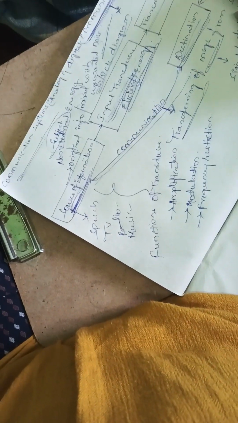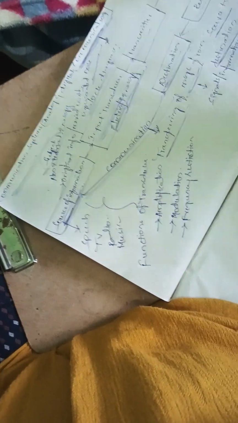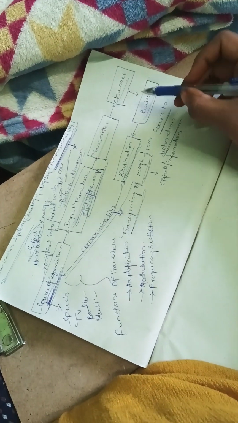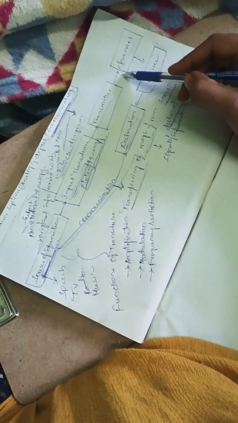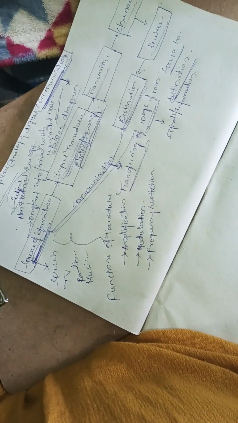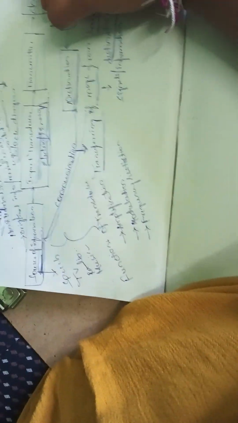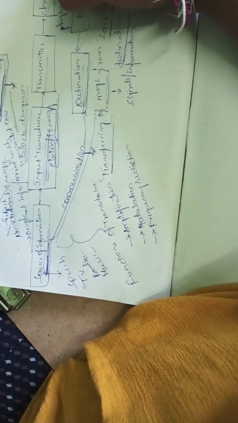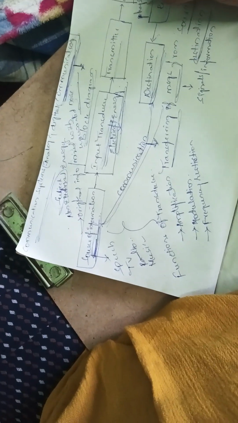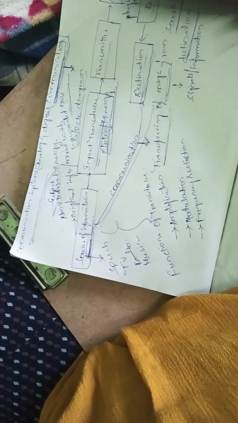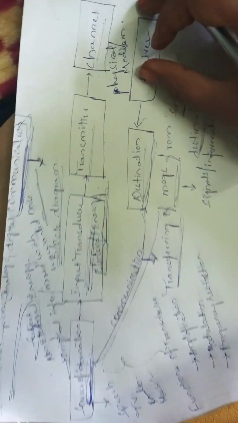Next, we have the channel. Let me give you the idea about the channel. It is the physical medium from which the signal is propagated. Channel is the physical medium which transfers or propagates the signal or the message.